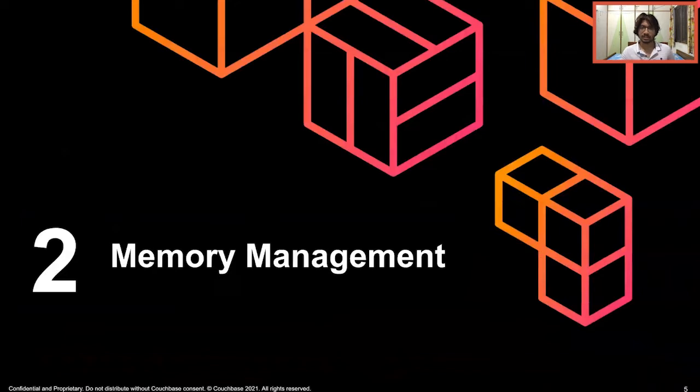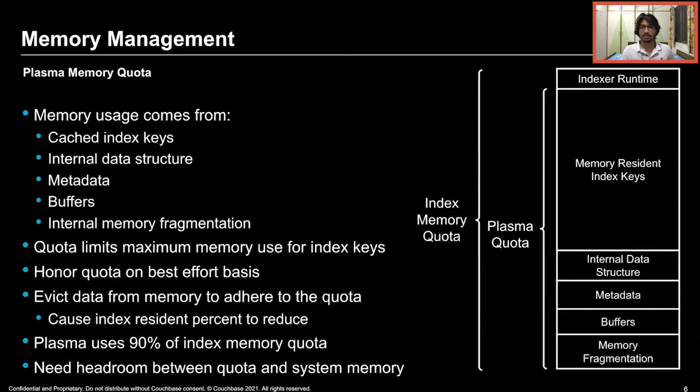Now, let's take a look at how Plasma manages memory. Memory usage in Plasma can be broken down into a few categories. The bulk of the usage comes from cached index keys. Then, there is some usage from the internal data structure and related metadata. The work buffers and internal memory fragmentation also contribute to the usage.